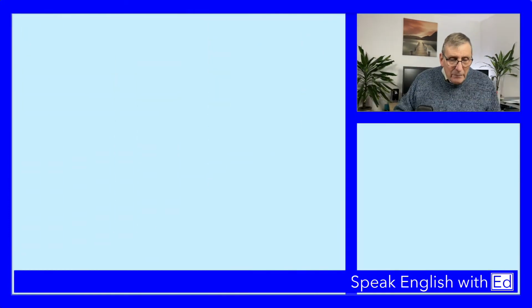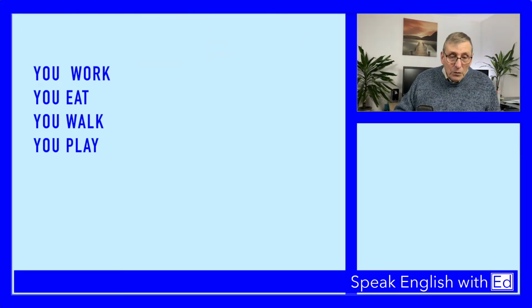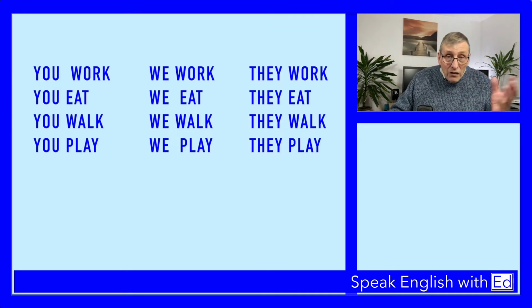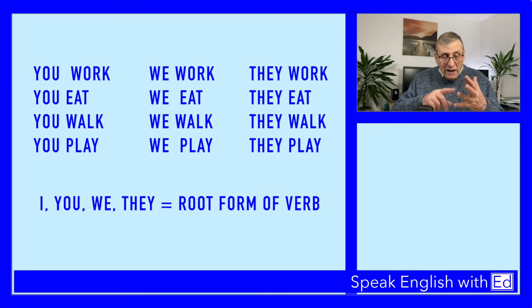So we can say that you work, you eat, you walk, you play. We can say that we work, we eat, we walk, or we play. And we can say that they work and they walk and they eat and they play as well. So whenever we use I, you, we, or they, we use the basic root form of the verb, always. Just remember that, it's always.